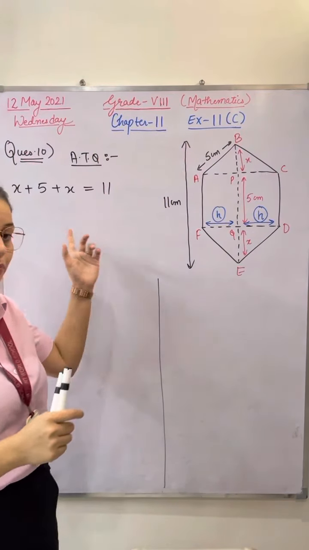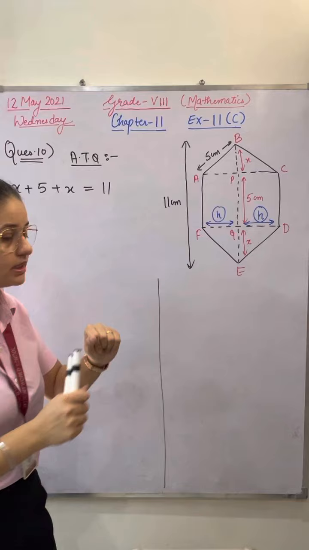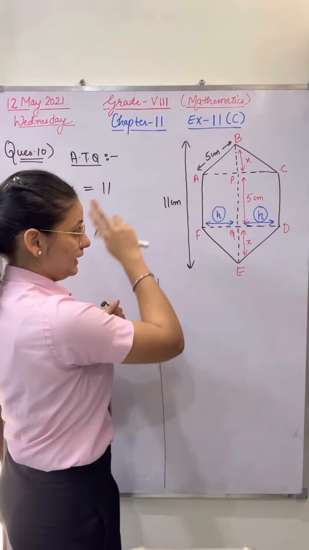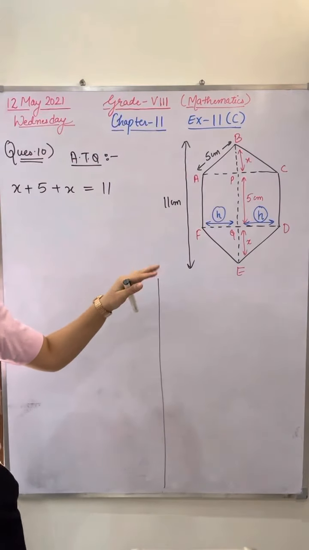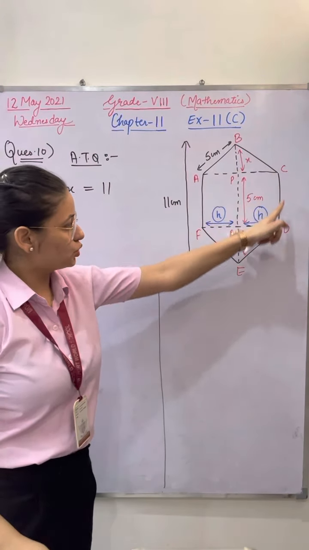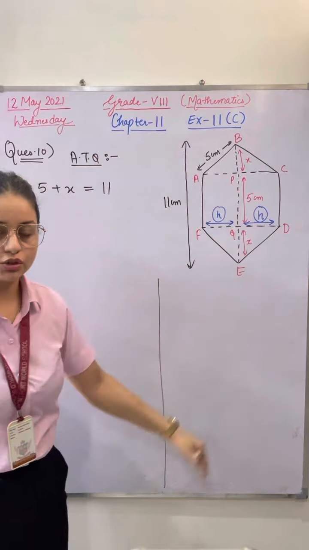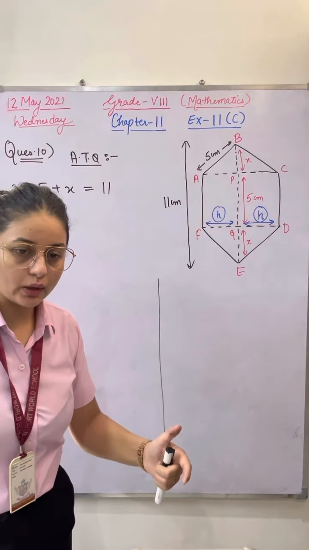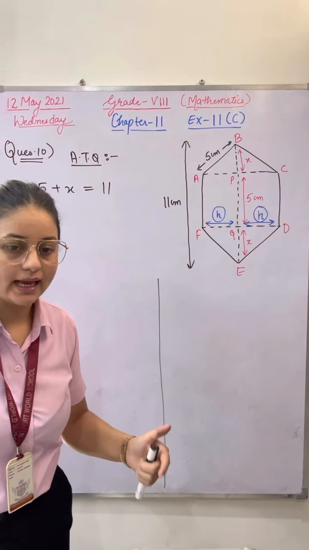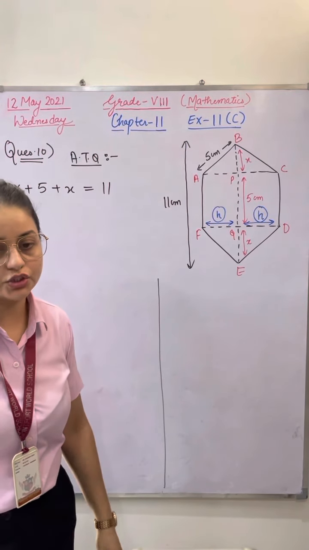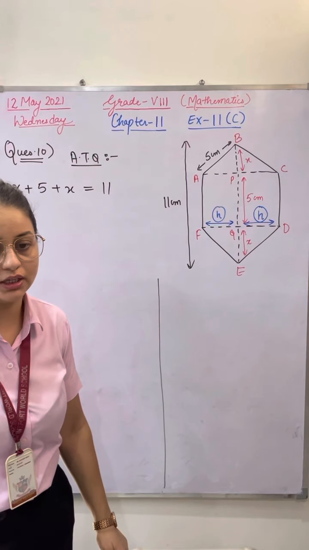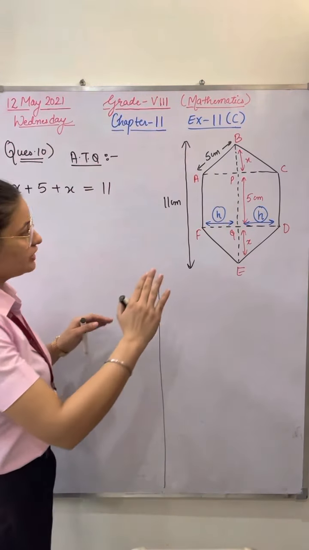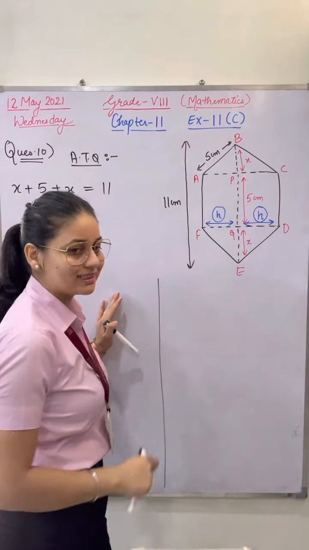Now see the figure properly, carefully. A hint is also provided to you in this question. This AB is given 5 centimeter and they're saying that this shape is which shape? It has 1, 2, 3, 4, 5, 6 sides. So this shape is known as what? A figure which has 6 sides is known as a hexagon. Very good, absolutely correct. A shape which has 6 sides is known as a hexagon.